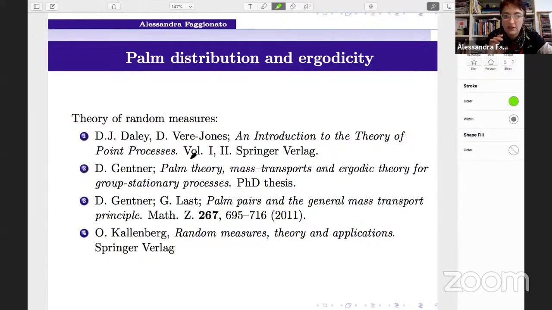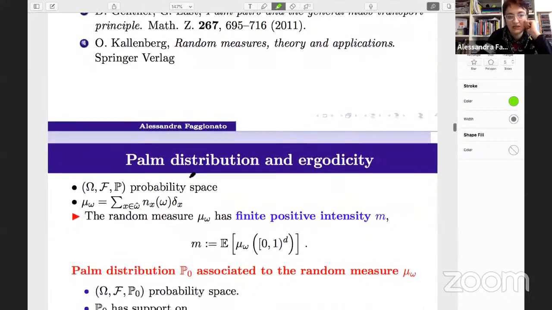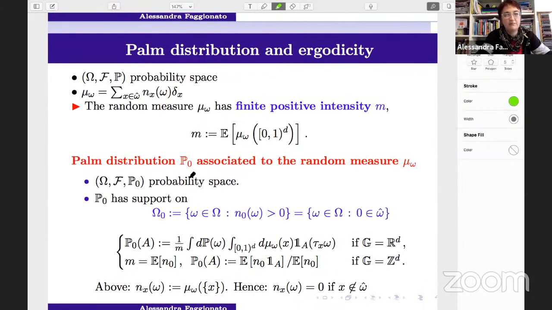Okay. Now, in order to use in an optimal way the ergodicity of the environment, a very important and efficient tool is given by the Palm distribution. It is provided inside the theory of random measures. Here I have indicated some references, for convenience, if somebody is interested. But anyway, I will start from zero. I will define the Palm distribution associated to the reversible measure. So recall, (Omega, F, P) is the probability space of the environments. Given the environment omega, we have the reversible measure mu omega for the random walk.